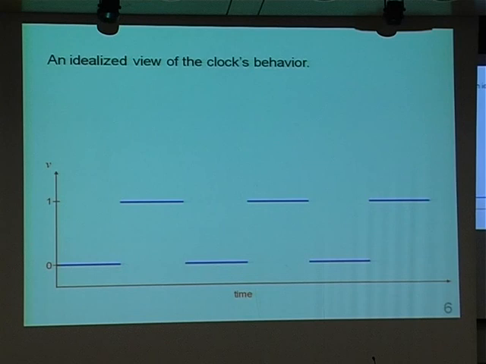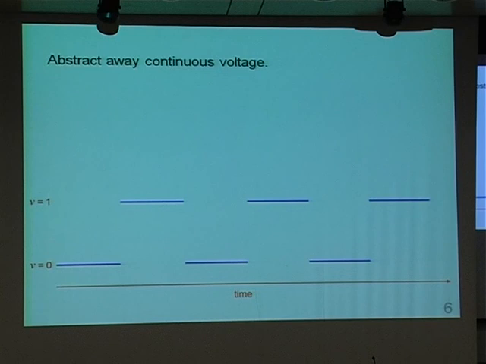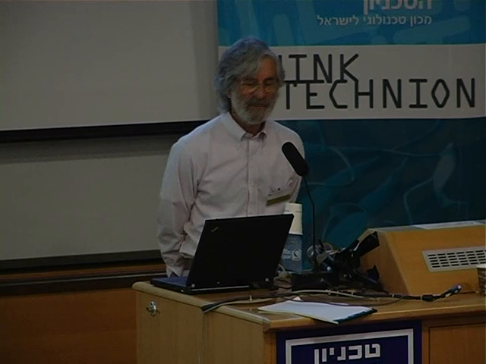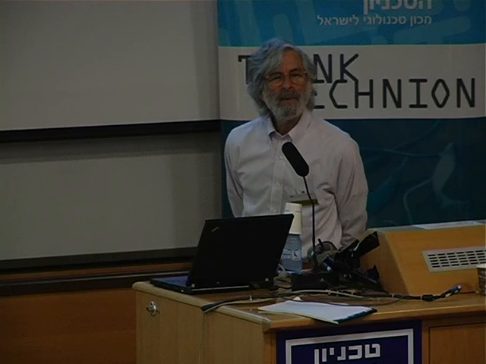And when I do that, I can abstract away the notion of continuous voltages. There are just two values. It's either 0 or 1. And it turns out that the clocks inside your computer, well, for most applications, playing music, maybe not, but for reading your email, it doesn't need to actually measure real time. A computer would work pretty much the same if the states didn't last for the same length of time, as long as each one lasted long enough. So what I'm going to do is abstract away the notion of time. So the clock's behavior is just a sequence of states. And I can write it this way.